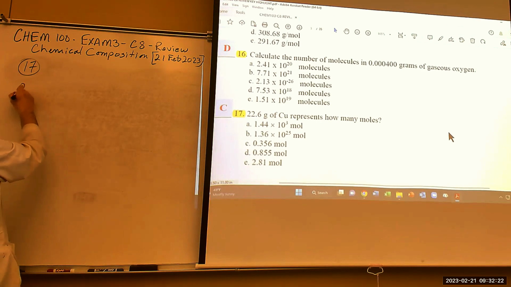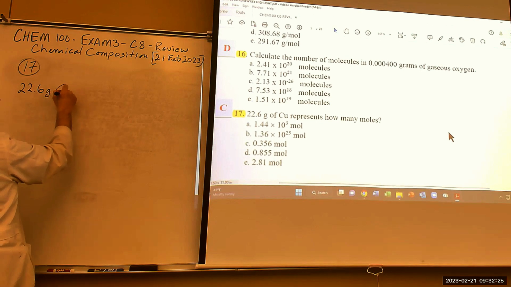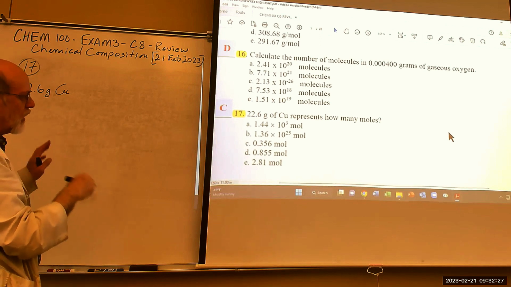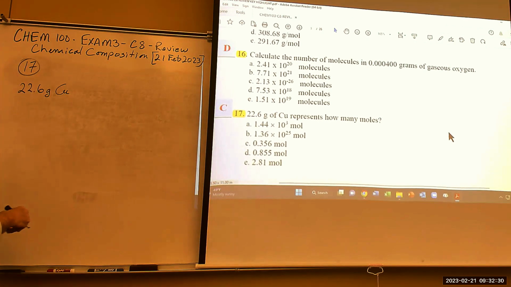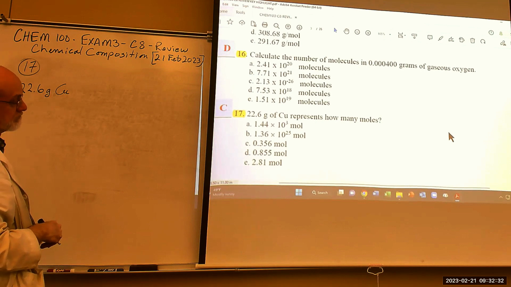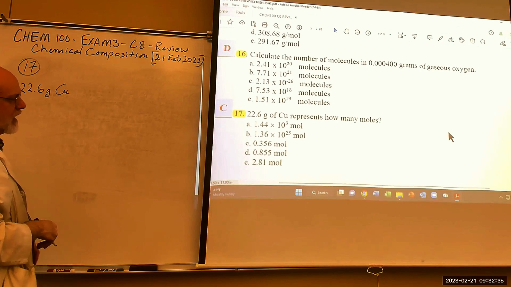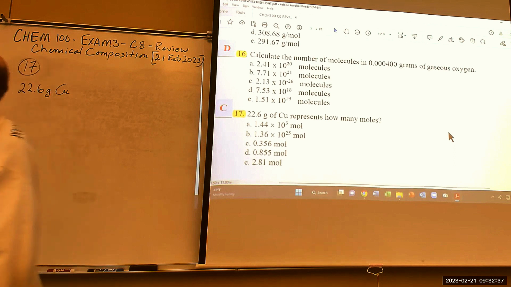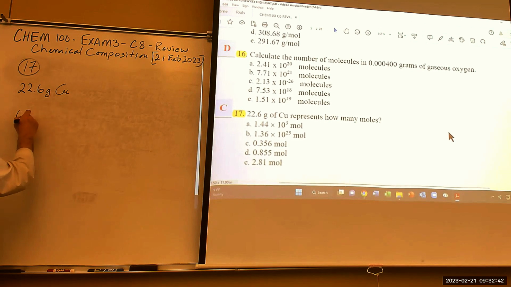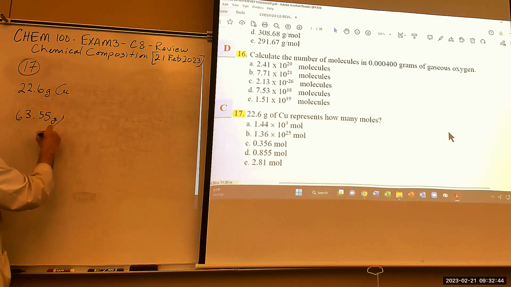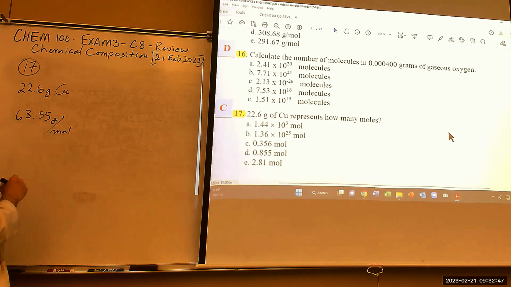22.6 grams of copper represents how many moles? What is the molar mass of copper? Let's see, 63.55 grams per mole. Right? So if that's a mole, what's this? It's about a third, right? That's about a third of that value.